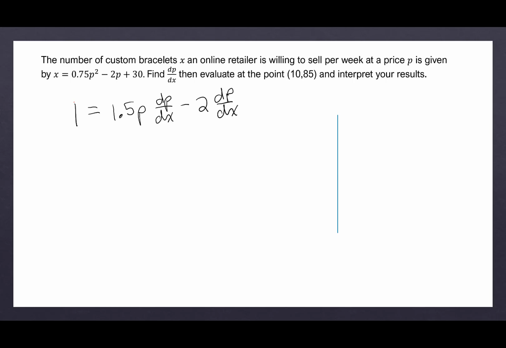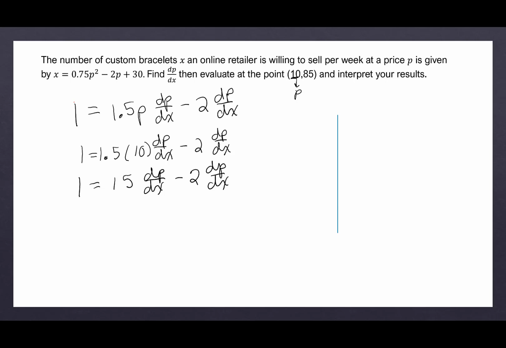In our ordered pair, the first number is p, the second number is x, the quantity. So we know that this is our p. We have 1 equals 1.5 times p, which was 10, dp dx we're looking for, minus 2 dp dx. 1.5 times 10 is 15, so I have 1 equals 15 dp dx minus 2 dp dx. 15 minus 2 is 13. I can divide, I get 1 over 13 is dp dx.